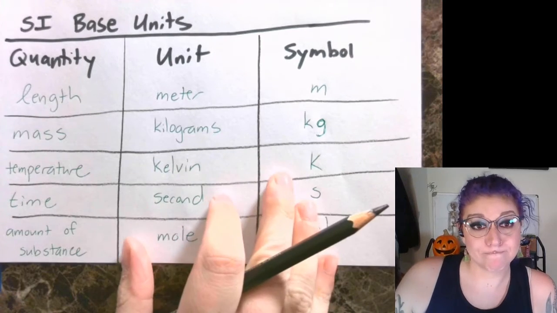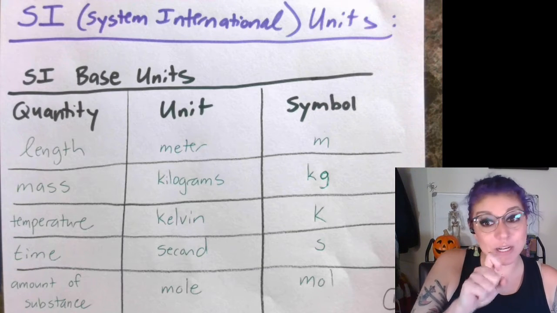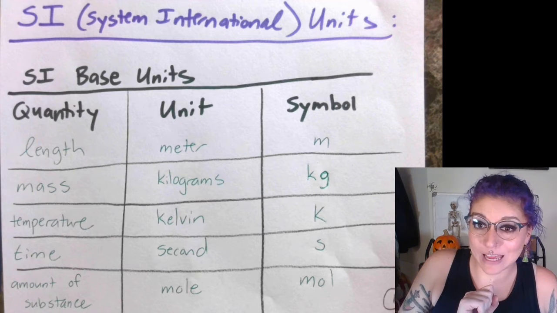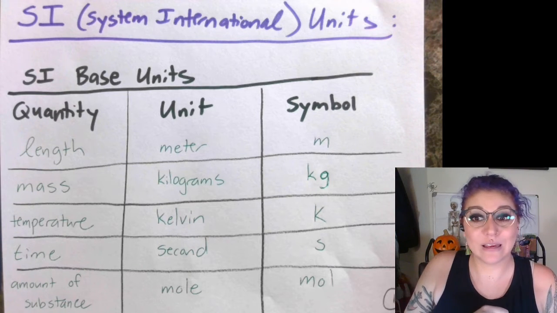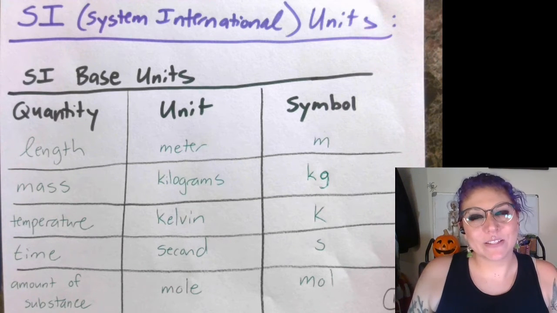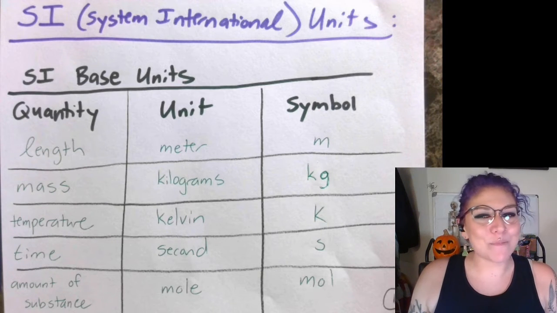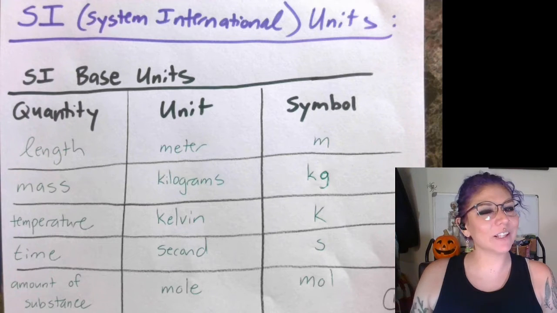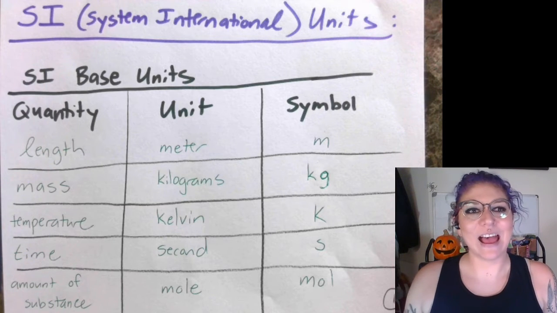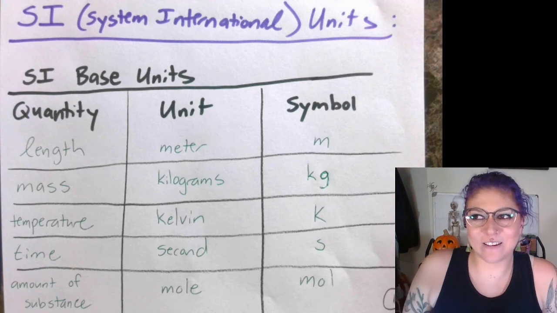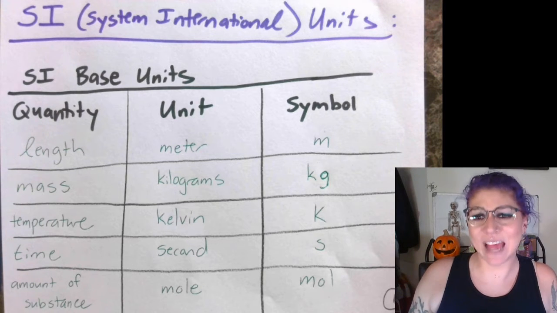I want to point out something pretty interesting about the SI units and why we use them as opposed to the American units. So American units don't have a lot of pattern to them, don't have a lot of rhyme or reason, as opposed to the fact that they were convenient at the time.